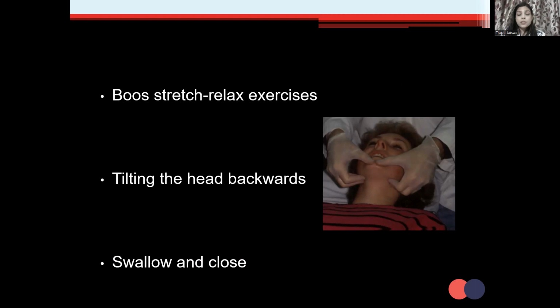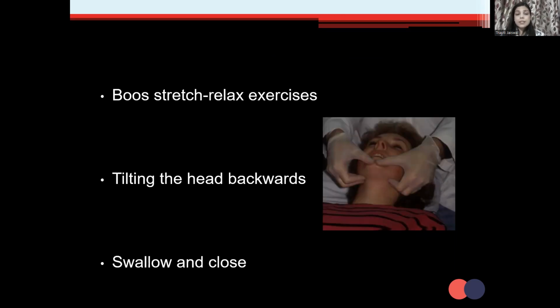Another is the boost, stretch, relax exercises, in which the patient is asked to move up. The patient is asked to perform movements like protrusive and retrusive movements, and then tilt the head backwards and swallow and close. There is also another method for retruding the mandible.